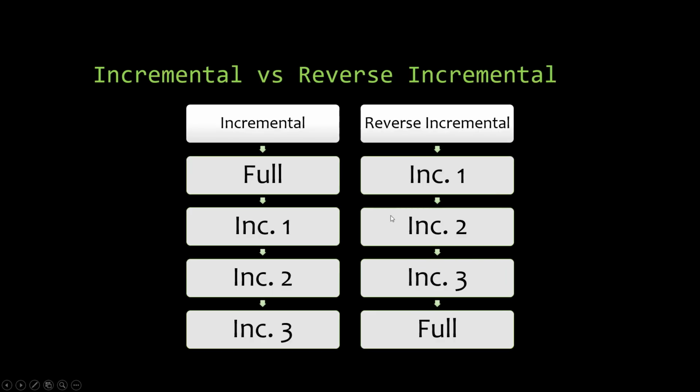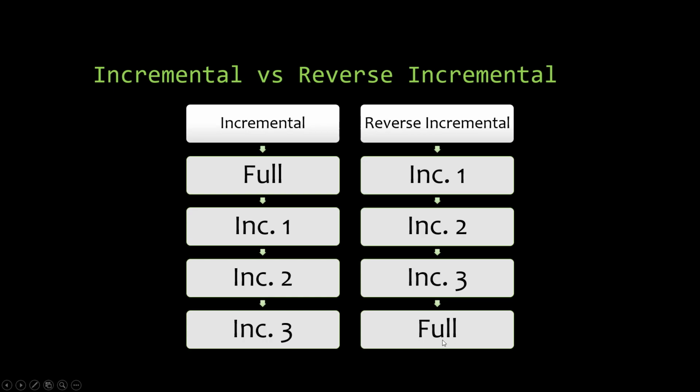Reverse incremental works the same way as incremental, only it reverses the order in which the files are kept. On a regular incremental backup, you first take a full backup, you then create a copy of just the data that's changed, and then the data that's changed since then, and then the data that's changed since then.